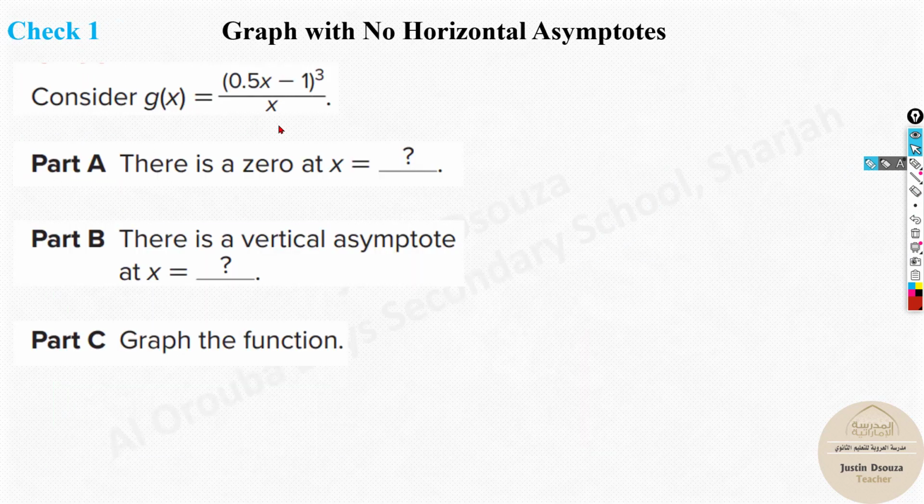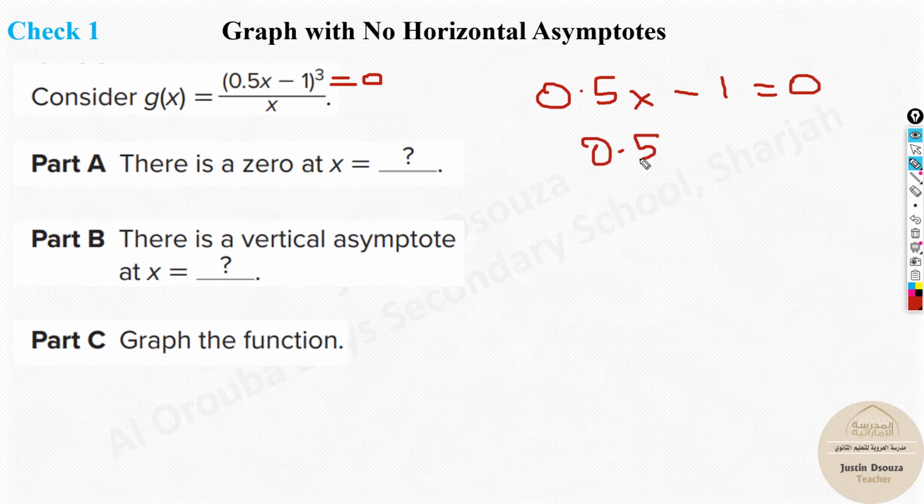Now over here we have a check problem. How do we solve this? First of all, they want to find zeros. That means the numerator equals 0. Take the cube root on both sides. You will have 0.5x minus 1 equals 0. So take it to the other side: 0.5x equals 1. 0.5 is half. Take the half to the other side, it's 1 by 2, so x equals 2. 1 divided by 0.5 is 2. So the zero is at 2.